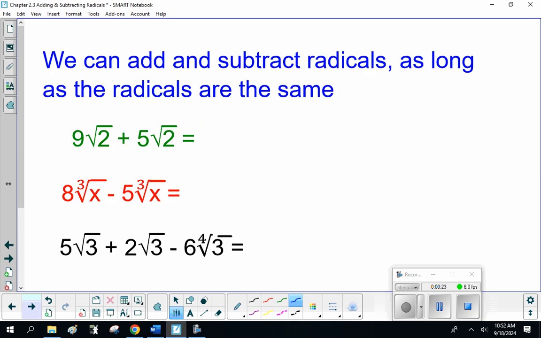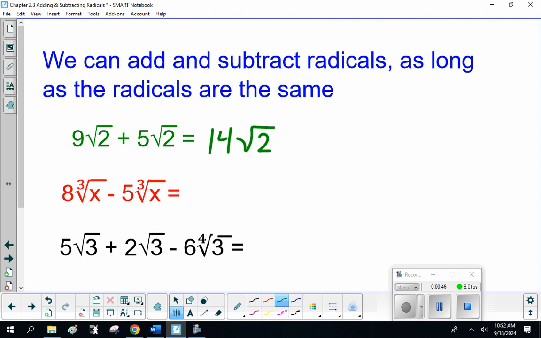Now, first thing to notice, we can add and subtract radicals as long as the radicals are the same. I think of this like money. You come home from Mexico, woohoo, you've got 9 pesos in one pocket and 5 pesos in the other pocket. How many pesos do you have? Well, 9 and 5 is 14 pesos, or 14 square root 2.